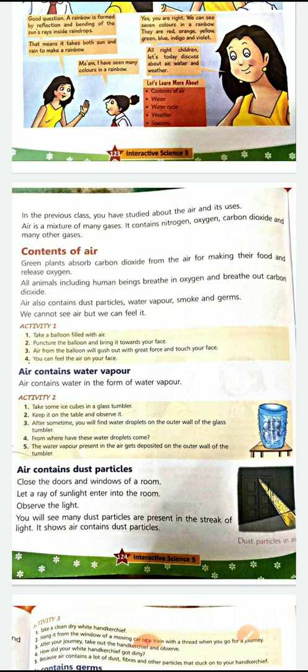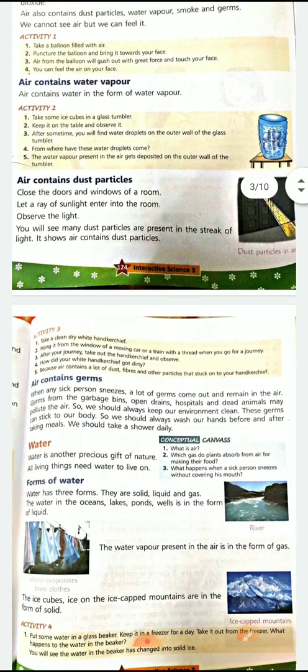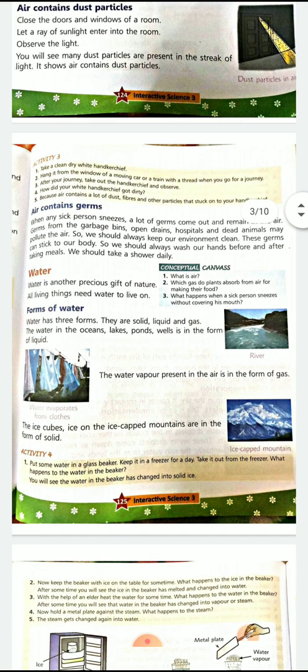Then we further knew that air contains dust particles. Dust particles, for the experiment, the dark room, and then the sunlight, and you can see dust particles in them. Then air contains germs. Yes, I told you, especially the simple example is COVID in front of you. Yes or no?